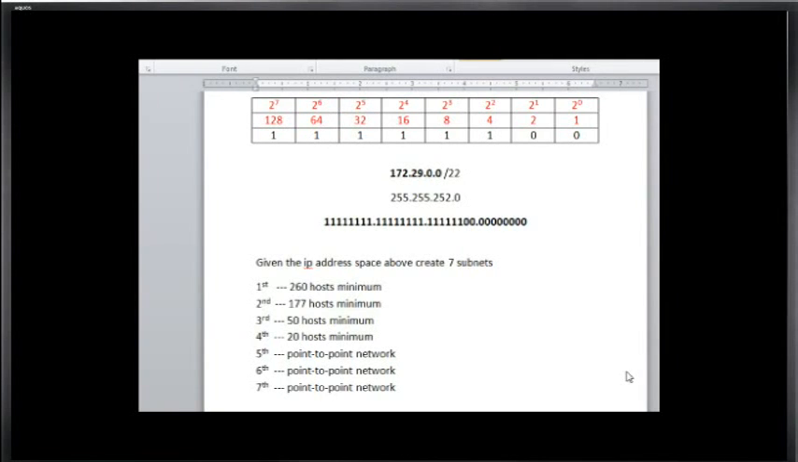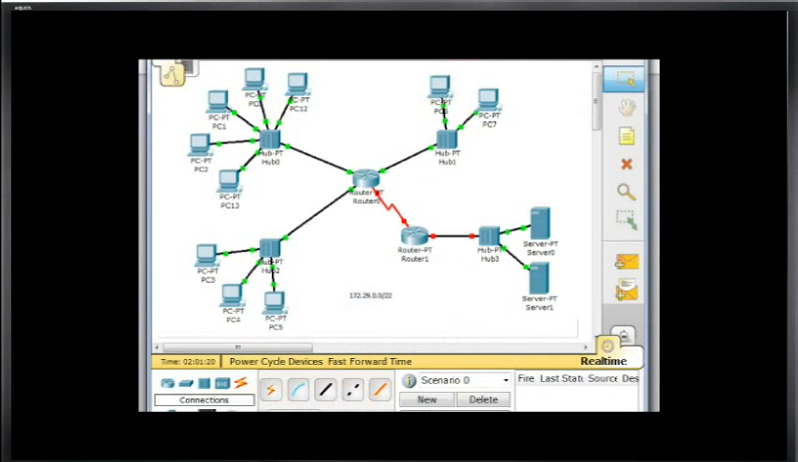Okay, let's look at a little more difficult subnetting scenario. Let's say you have a network here, and you've got a network here, a network here, servers over here, and then you have a point-to-point network with just two interfaces in between these two routers, and you're given a starting point of 172.29.0.0/22, and you need to create multiple subnets from this address space. So how would you approach that?